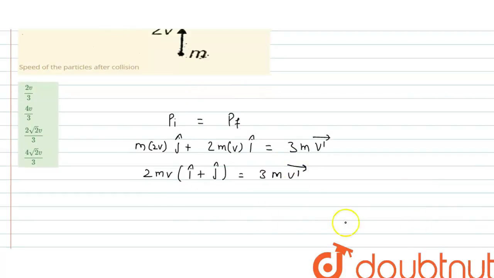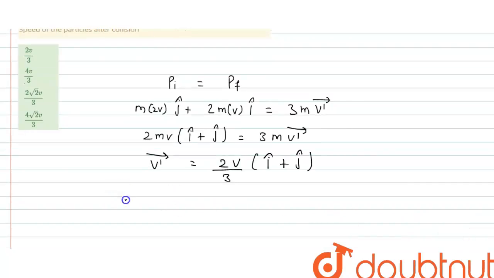So from here we can calculate vector v dash, which is the velocity of these particles after collision. This is equal to, m and m cancel out, 2v upon 3 (i cap plus j cap). So we have to calculate speed, that means the magnitude of v dash, the magnitude of this vector.